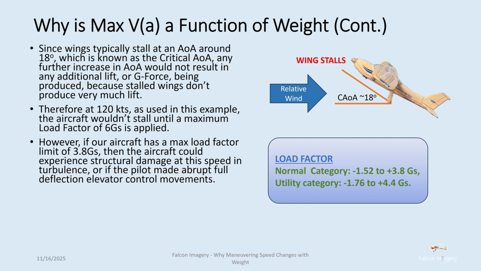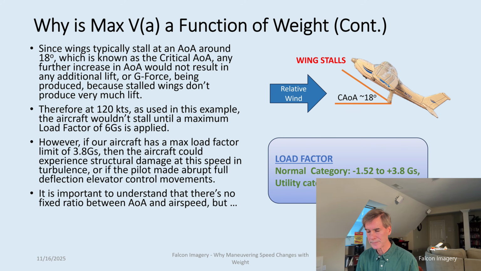Gs is applied. However, if our aircraft has a max load factor limit of 3.8 Gs in the normal category and 4.4 in the utility category, then the aircraft could experience structural damage at this speed in turbulence, or if the pilot again makes abrupt full-deflection elevator control movements. Over on the right here, you see the load factors as specified for most aircraft of the types we're flying. The normal category is negative 1.52 Gs to positive 3.8 Gs, and in the utility category, negative 1.76 Gs to 4.4 Gs.